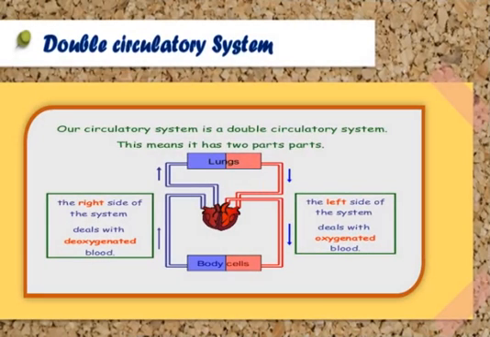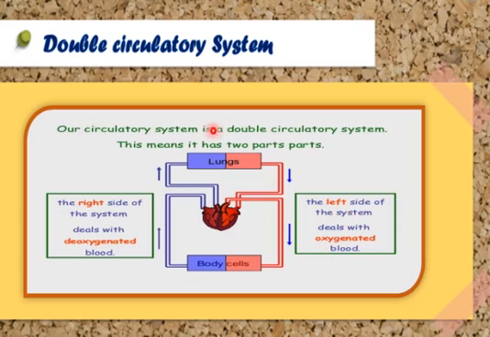Before going to the details of the double circulatory system, you can see the blue portion of the blood and the red portion of the blood. The right side of the heart deals with deoxygenated blood, so that's why this color is represented as blue. The right side of the system deals with deoxygenated blood. And this is the left side of the heart, which deals with oxygenated blood, right?